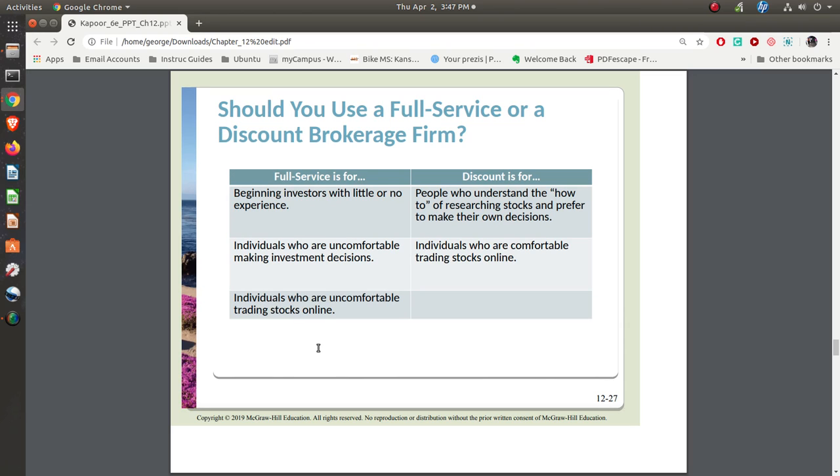Now, do you want to use a full service or discount brokerage firm? I use a full service firm, and the reason for that is because I don't want to take the time to research stocks, to find out who it is that I should be investing in, things like that. I don't want to take the time on that. I have other better things to do.